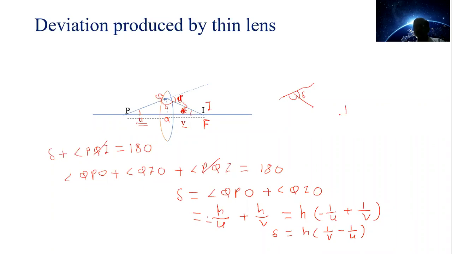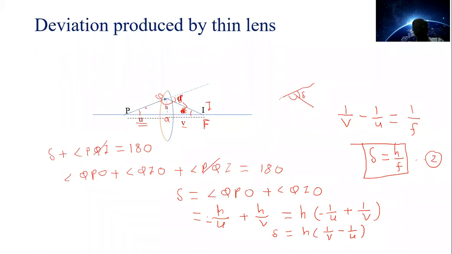Do you know 1 upon V? V means image distance, minus 1 upon U. U is object distance. 1 upon V minus 1 upon U is equal to what? 1 upon F. That is focal length. F is the focal length here. And therefore we get here delta is equal to H upon F. This is our equation number 2 here.